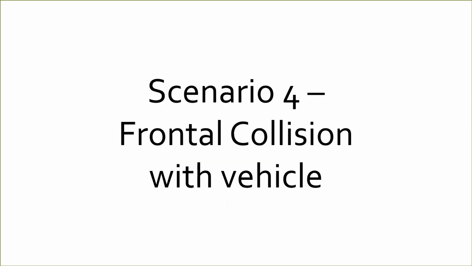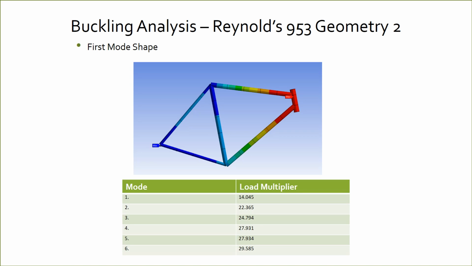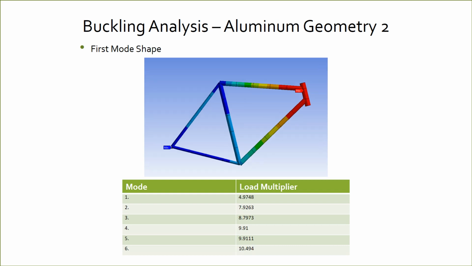For buckling analysis, we looked into scenario 4, a frontal collision with a vehicle, for both materials using the second geometry. The results of the steel frame are shown tabulated below, with an image of the first mode shape. The results of the aluminum frame are shown tabulated below, with an image of the first mode shape.